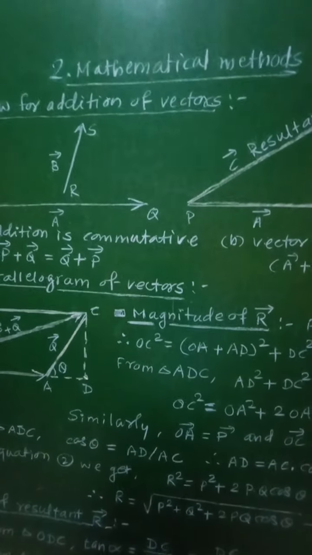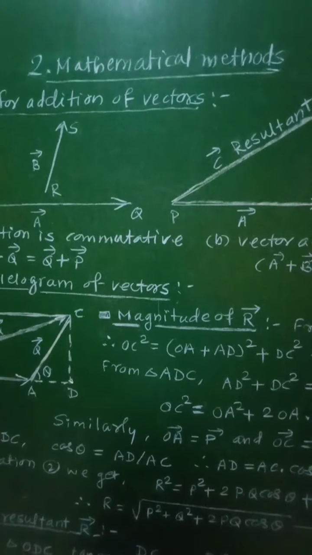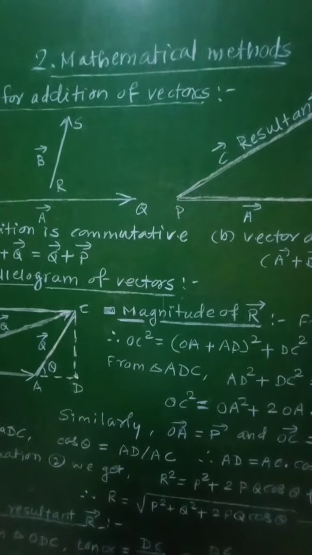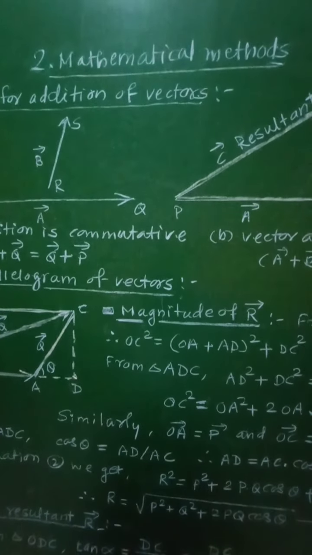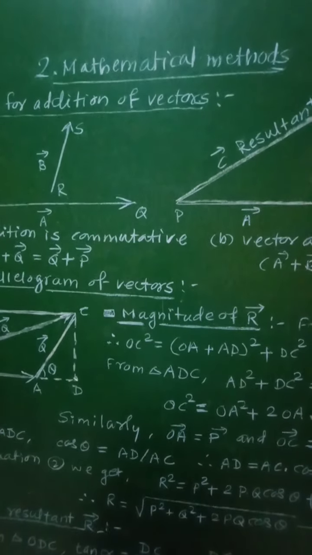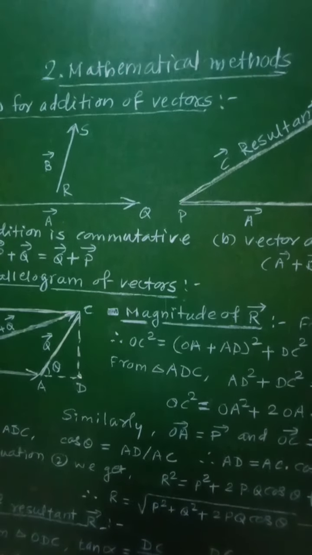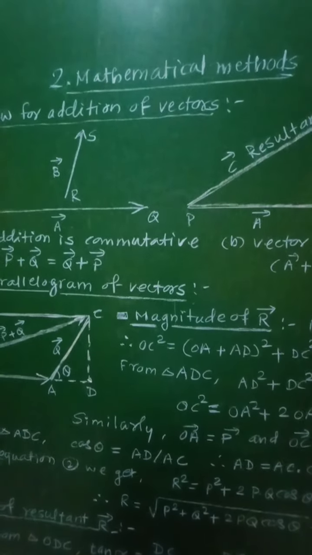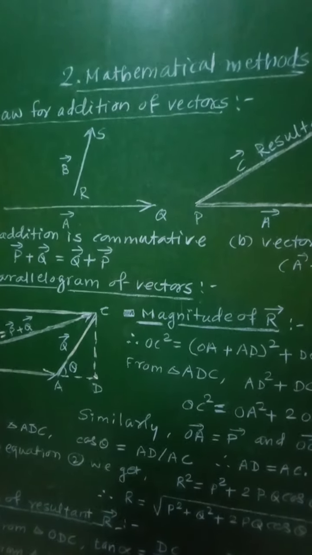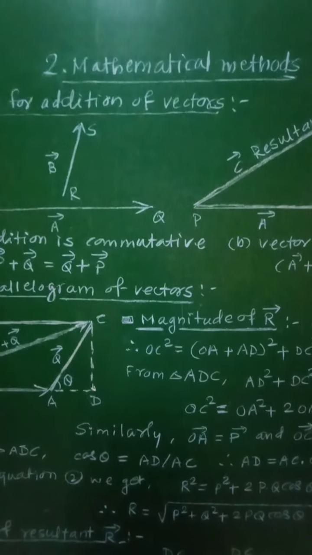Class 11th, Subject Physics, second chapter, Mathematical Methods. From this chapter, we have already studied that scalars can be added or subtracted by using the laws of algebra, but for addition or subtraction of vectors, we can't use the laws of algebra, and therefore for the addition and subtraction of vectors we have to use graphical methods.